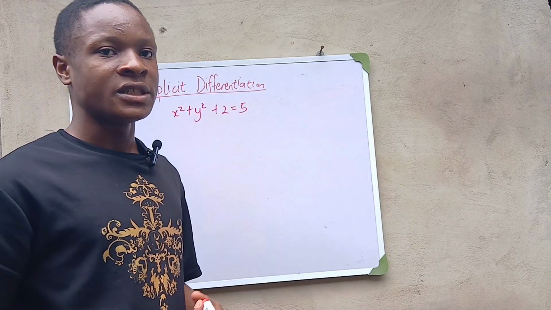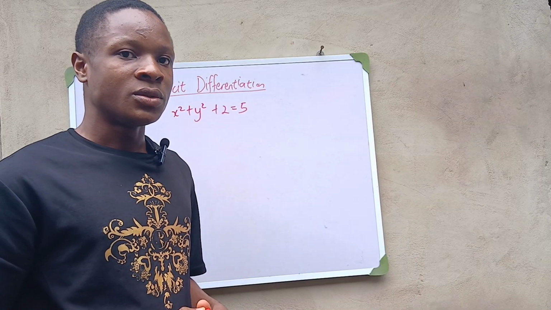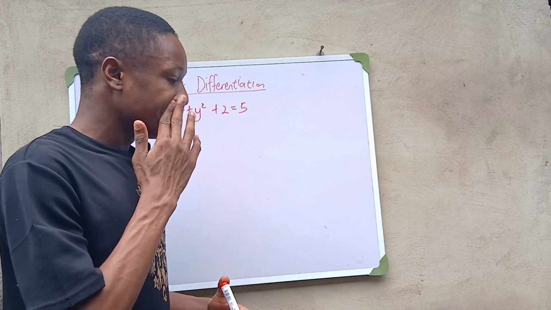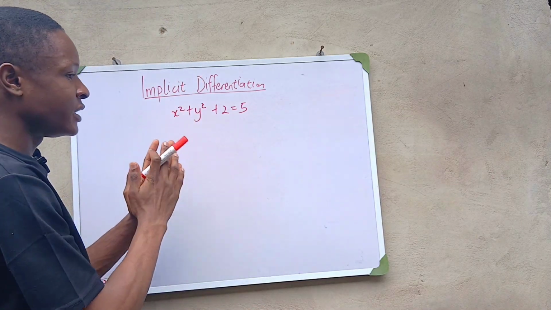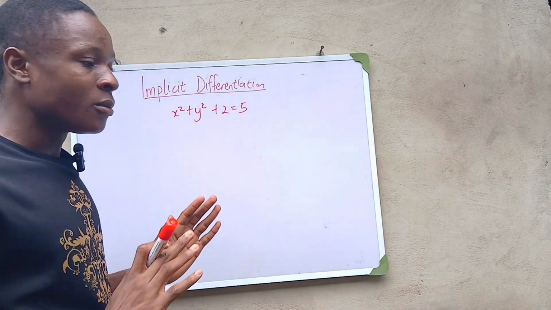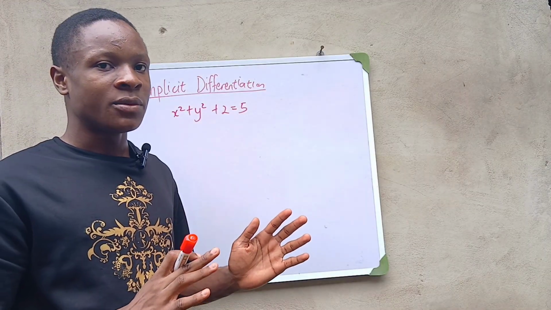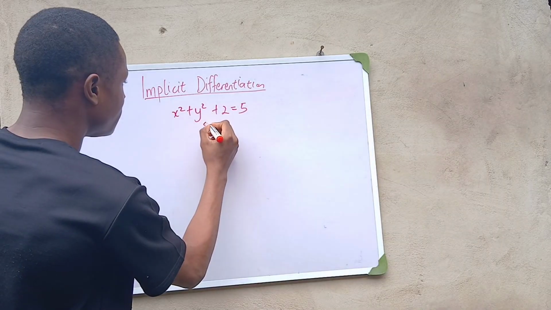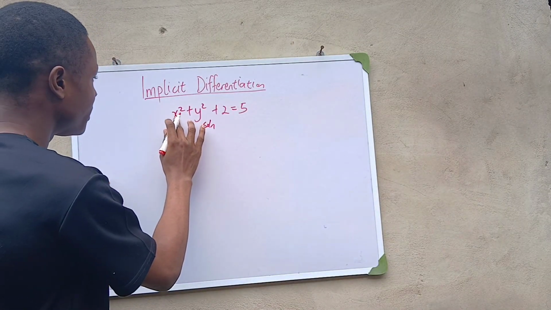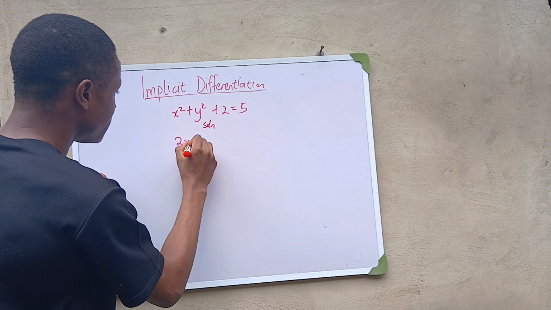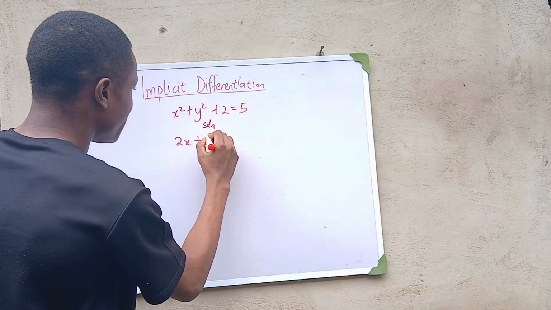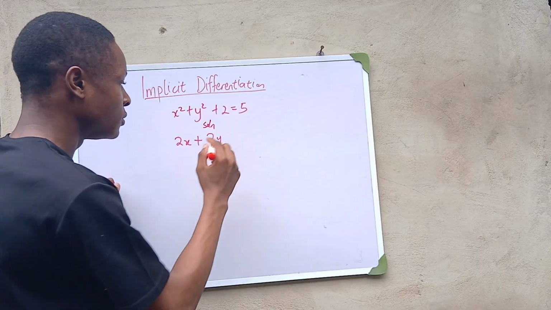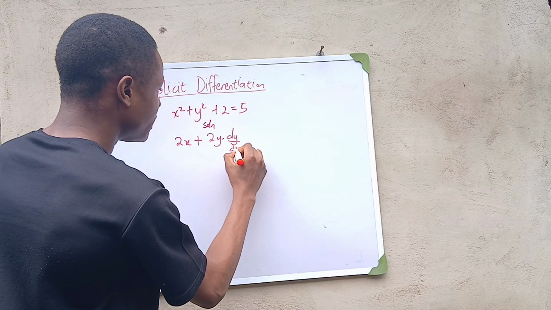So before we start differentiating, there are some rules that you need to take note of when using implicit differentiation. The rule is that normally we differentiate x normally, but when we differentiate y, we attach the dy/dx to it. That is the rule. So let's go now. Differentiating x squared, what do we have? We have 2x plus differentiating y squared, we have 2y. Now we attach the dy/dx so that we follow the rule. What do we have? Times the dy/dx plus.